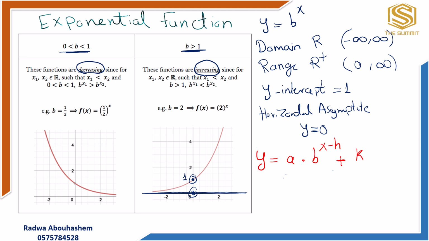So k here is the vertical translation, which means that you are moving along the y-axis, up and down. And h here is the horizontal translation, that you are shifting along the x-axis, right or left. And a here, if we multiply the whole function by a number, this means I'm making a stretch or a compression.